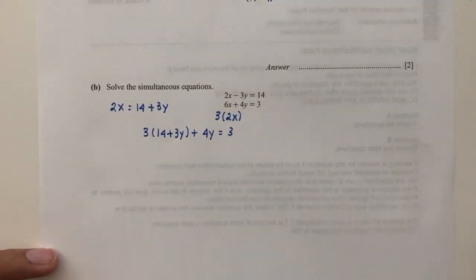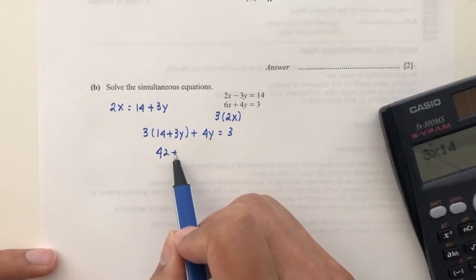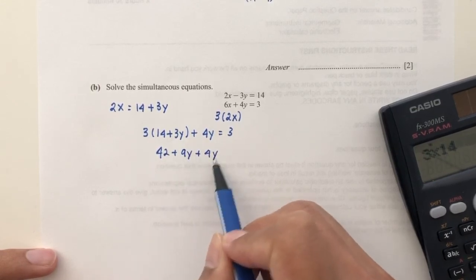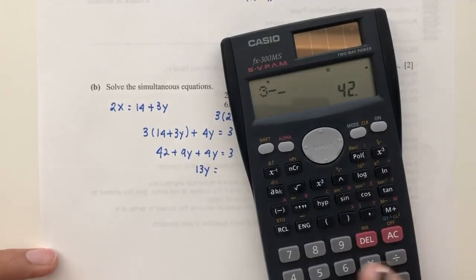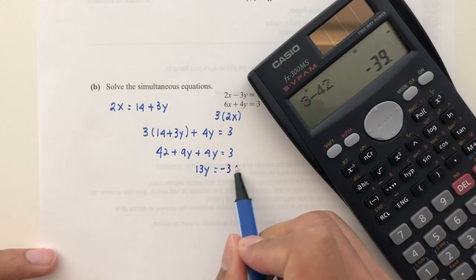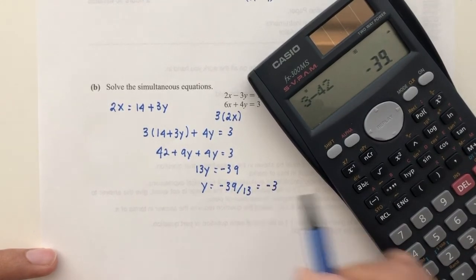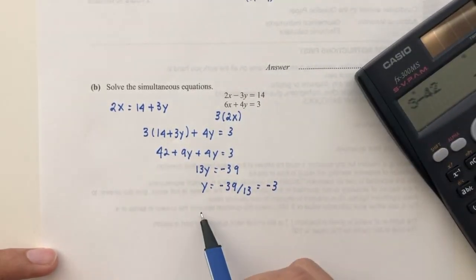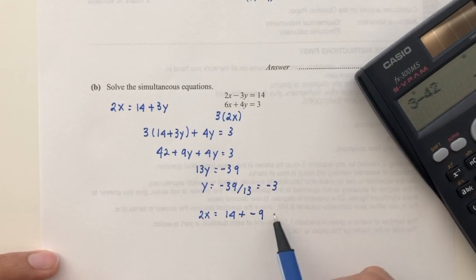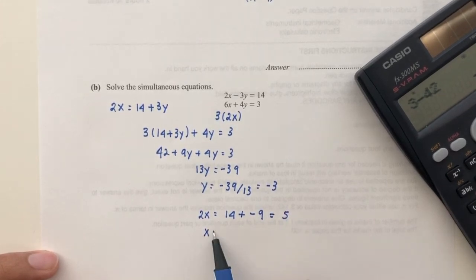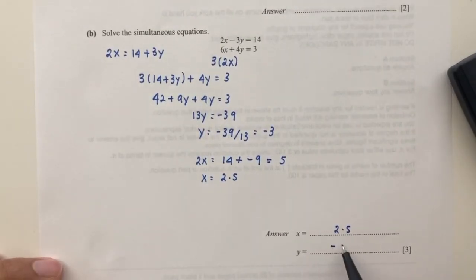If you expand this, what is 3 times 14? So let's do this. That will be 42 plus 9y plus 4y equal to 3. So 9 plus 4, that will be 13y equal to 3 minus 42, that will be minus 39. So y will be minus 39 divided by 13, that will be minus 3. Now for the value of x, we know that 2x is equal to 14 plus 3y, which will be 14 minus 9, which is 5. So x will be 2.5. So the value of x is 2.5 and y will be minus 3, right?